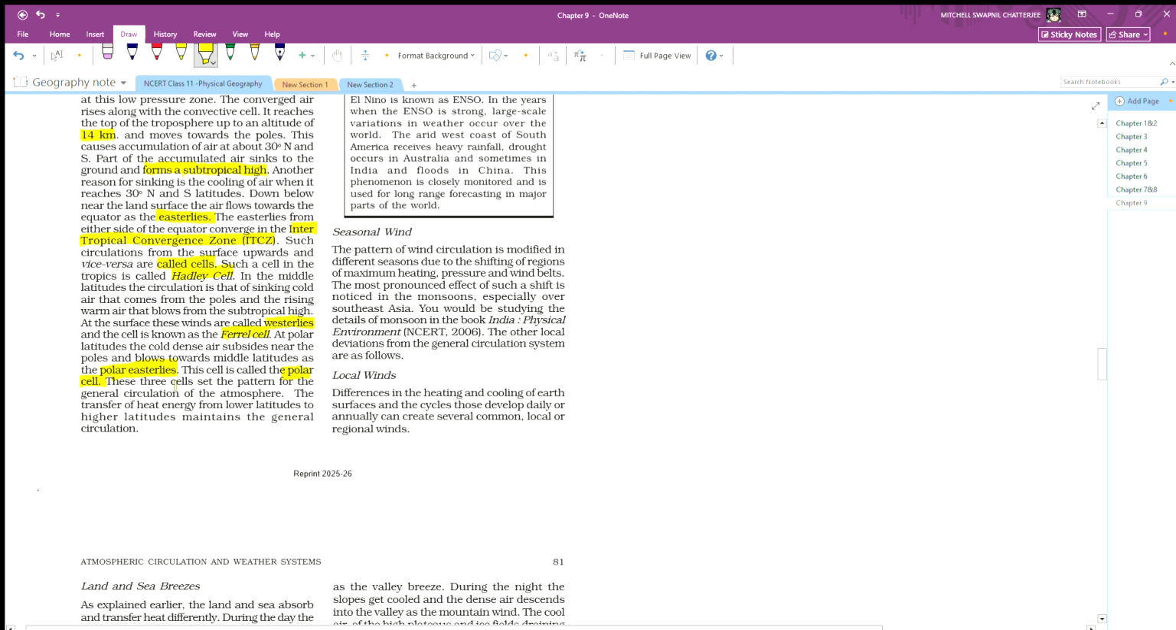These three cells set a pattern for the general circulation of the atmosphere. The transfer of heat from lower latitude to higher latitude maintains the general circulation. Transfer of heat is a keyword. Transfer of heat from lower latitude to higher latitude maintains general circulation.